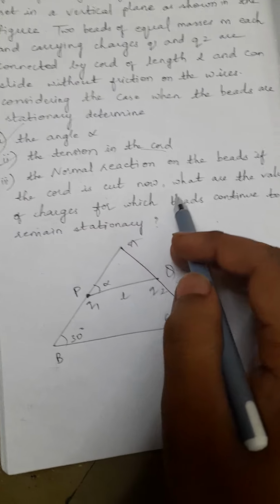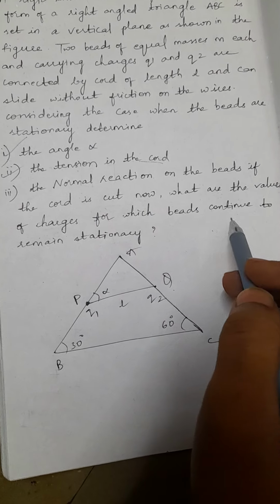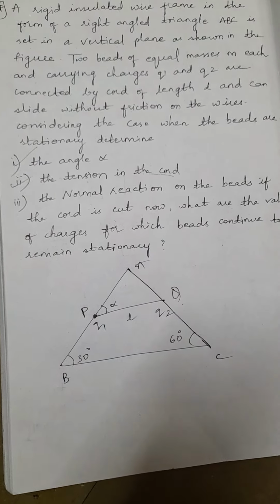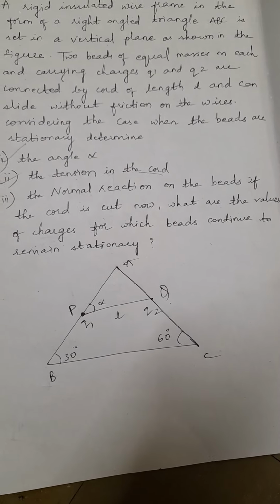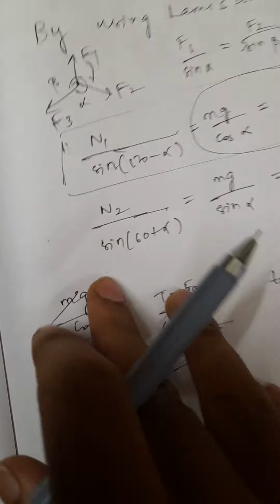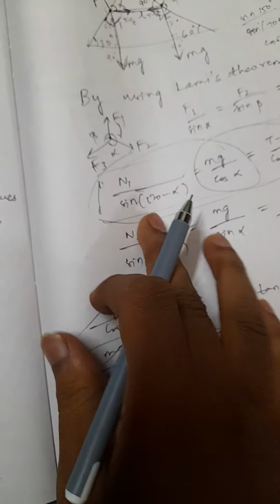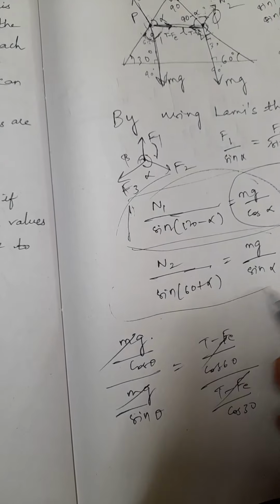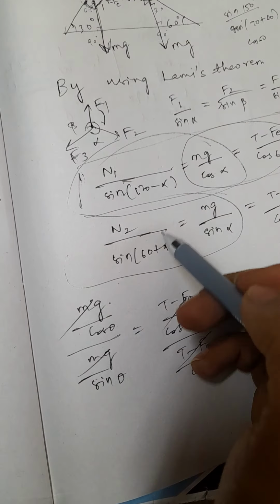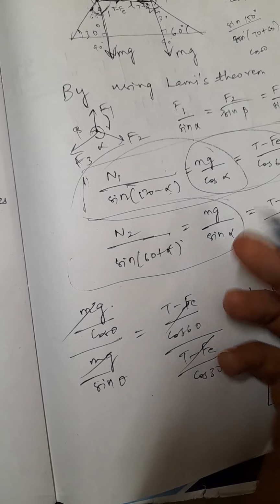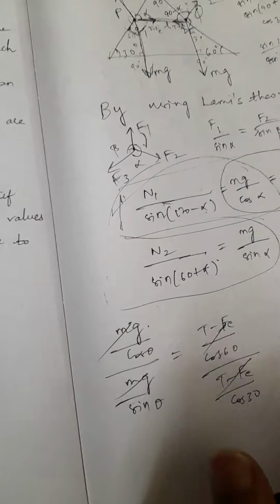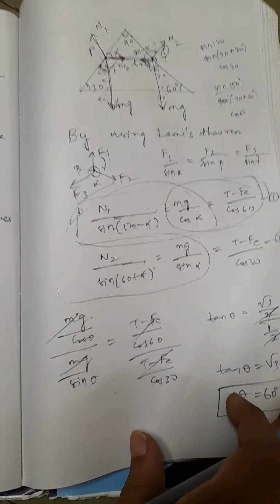Okay, and we also need the normal reaction on the beads. If the cord is cut now, what are the values of the charges for which beads continue to remain stationary? We'll try to find the equations for normal. To do that, we can take these two equations again. We can solve this one independently, this one independently. We'll get n1 and n2 values. We'll take this equation first, which is equation number 1.